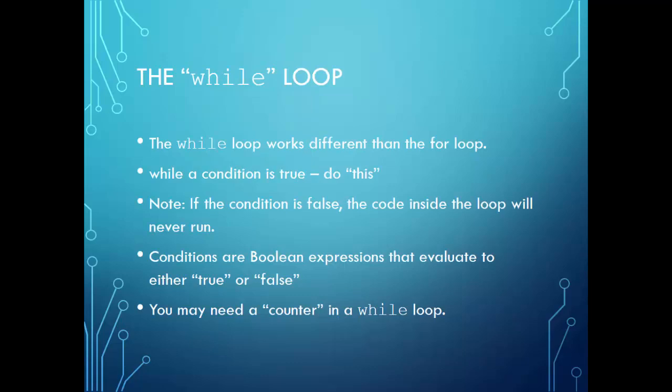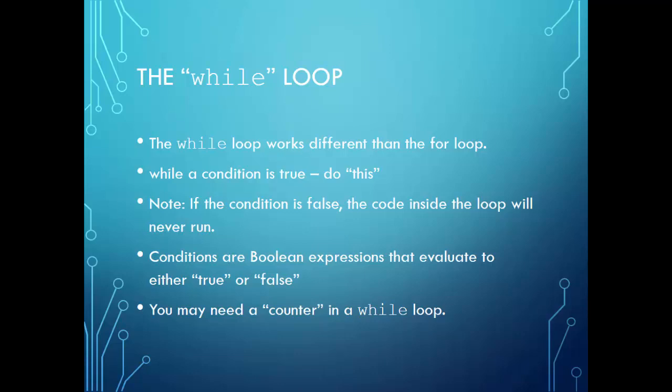Okay, for the while loop. The while loop, again, works differently than the for loop because it's using a condition. If the condition is true, then it wants to do whatever is inside the loop. If the condition is false, say I initialized number to 0 and my condition was if number is greater than 0, then do this stuff. It's false, so it's not going to do what's inside the loop.